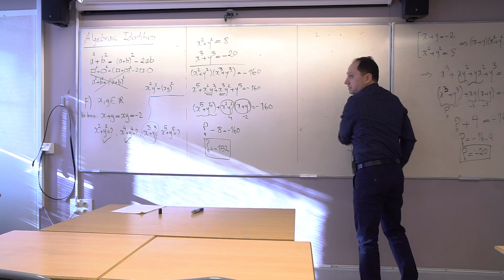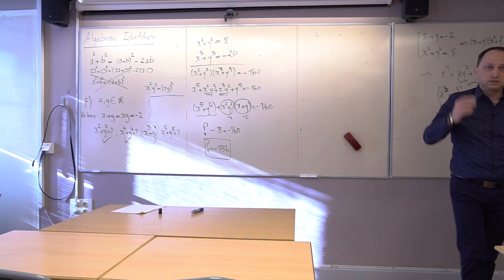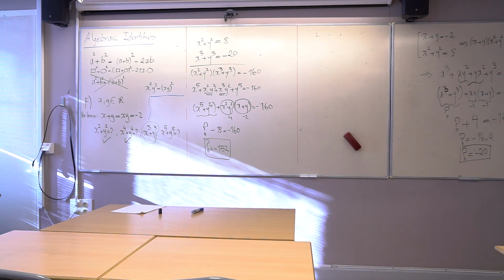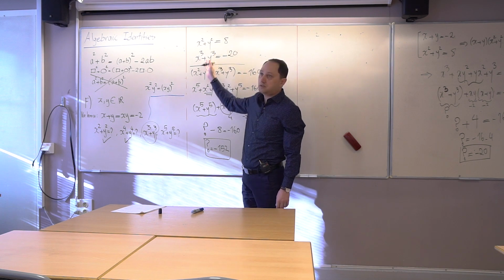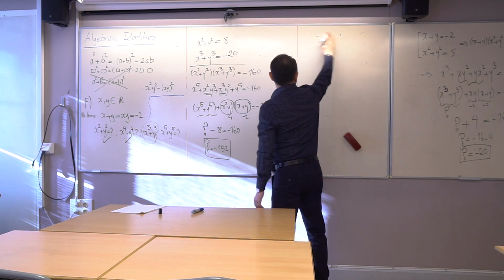So what's the other strategy? Who wanted to talk about it? Yes, you? You could also use (x + y) times something, because my goal is to make x^5 + y^5. That's one possibility. Another possibility is this one, yes?